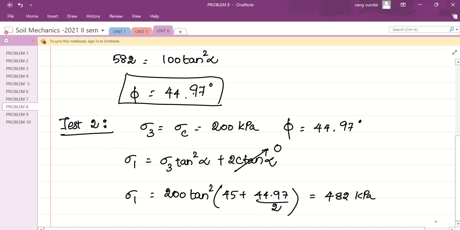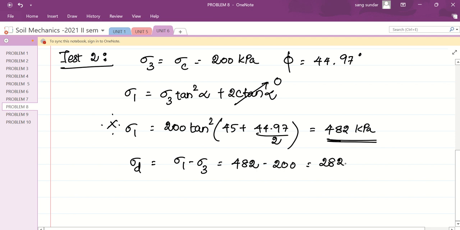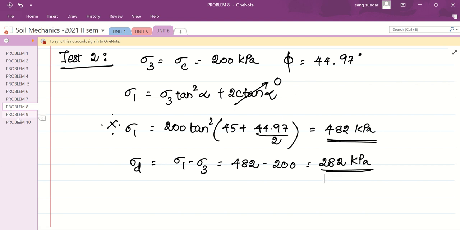So this gives our sigma 1 as 482 kPa. You have to be careful. In competitive exams, many people answer deviator stress as 482 kPa. Mind it, this is not deviator stress. This is major principal stress. So calculate the deviator stress: sigma 1 minus sigma 3, so 482 minus 200 kPa gives us the answer as 282 kPa of deviator stress. This is the final answer. Shall we move on to the next question?